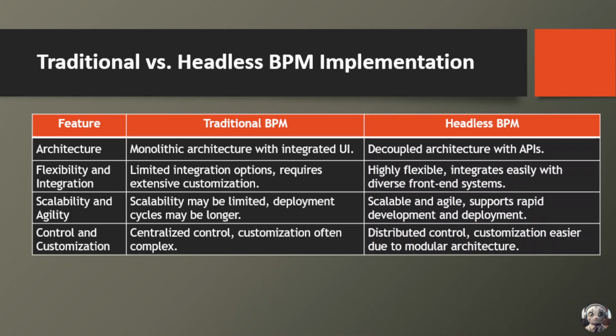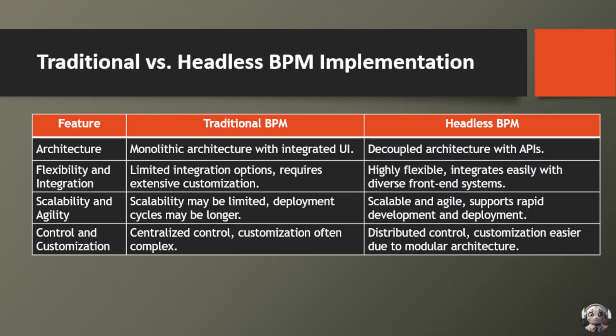Flexibility and integration. The traditional approach offers limited flexibility for integration due to its monolithic nature. Any system integrations require extensive customization efforts. In contrast, Headless BPM inherits the flexibility to seamlessly integrate process services with any front-end application via APIs.